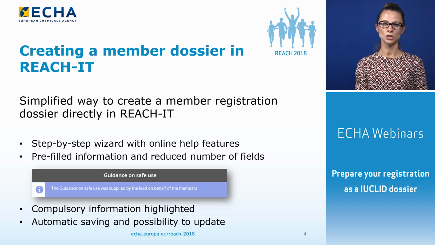Even better, when you wish to update your dossier that was created with the ReachIT wizard, all the information you have already submitted will be pre-filled within the wizard. In each step of the wizard, you will also be informed about which fields have to be filled in. Any missing information will be automatically highlighted, and you will not be able to move to the next step if you have not provided all the required information. There is also an automatic saving. You can start filling in a dossier in ReachIT, pause, and continue later. The information you have already filled in will not be lost.